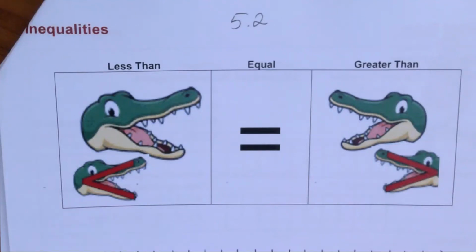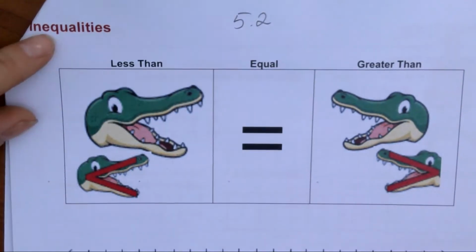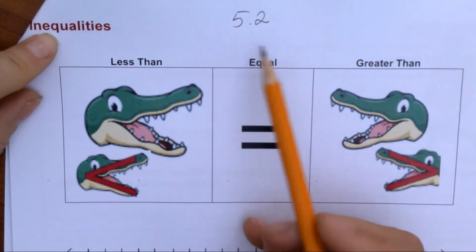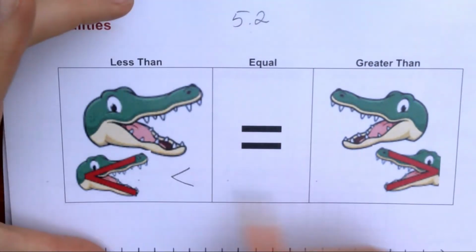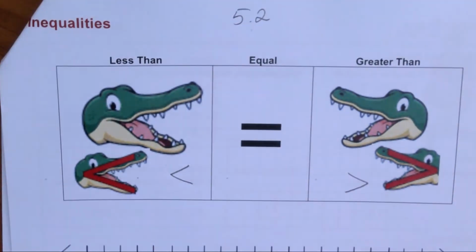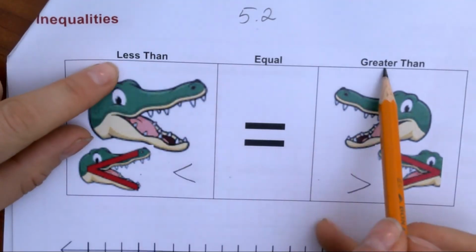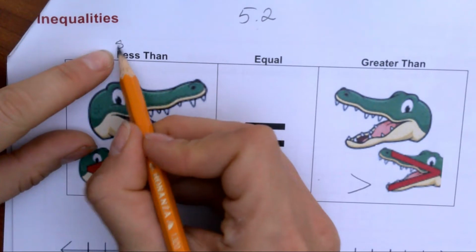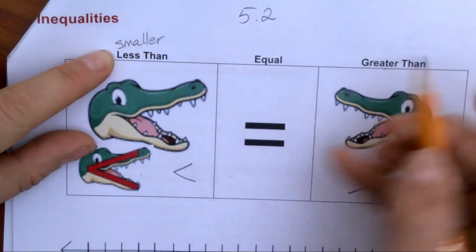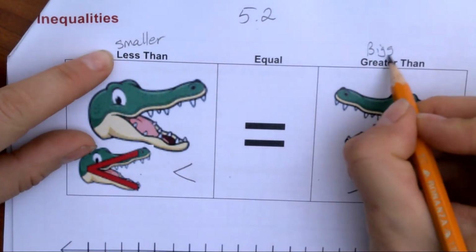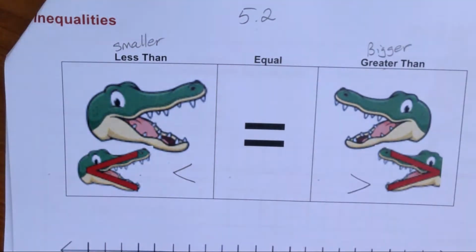Okay, so now we're doing inequalities. We're still in 5.2. So you know the sign, so go like this. Sometimes they can be quite confusing. So we use less than and greater than. Sometimes people say smaller than, or some people say bigger than. Okay, it means the same thing, it doesn't matter.